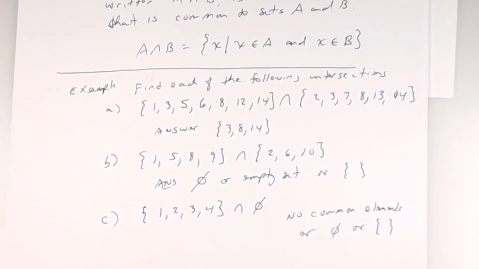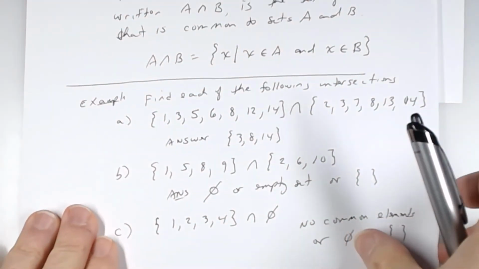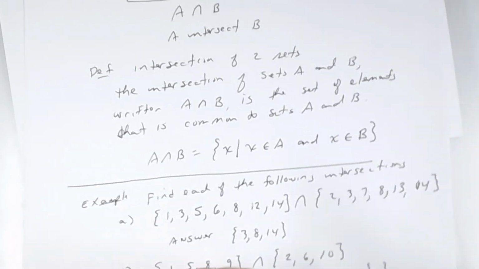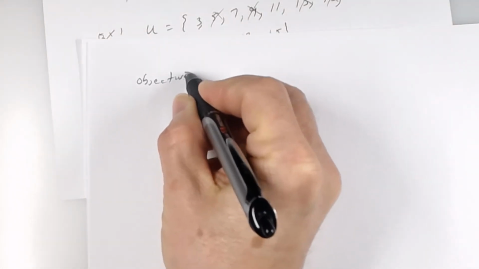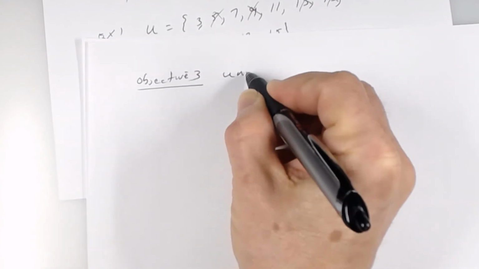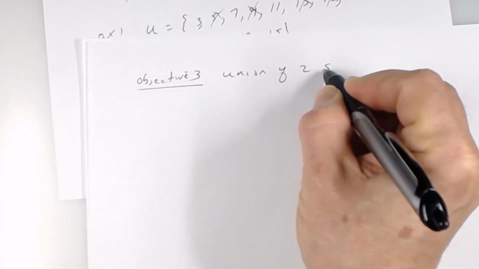All right. Any questions on the intersection? Okay. So you got the intersection. Let's talk about union. Union's easy as well. So this is objective 3. So the union of 2 sets.